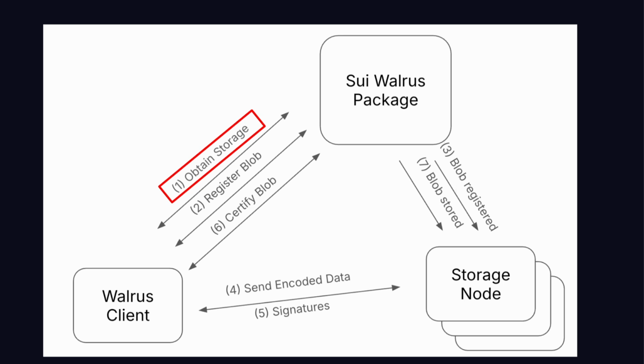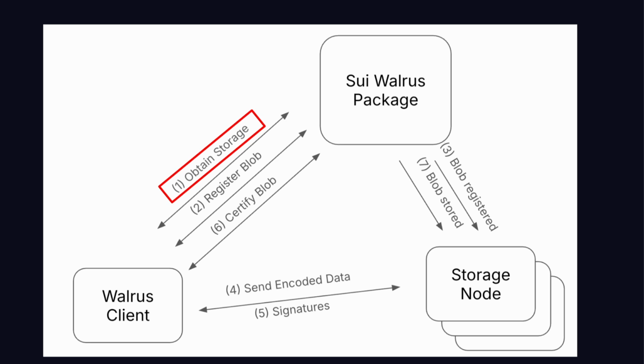First, a user acquires a storage resource of appropriate size and duration on-chain, either by directly buying it on the Walrus system object or a secondary market. A user can split, merge, and transfer own storage resources.